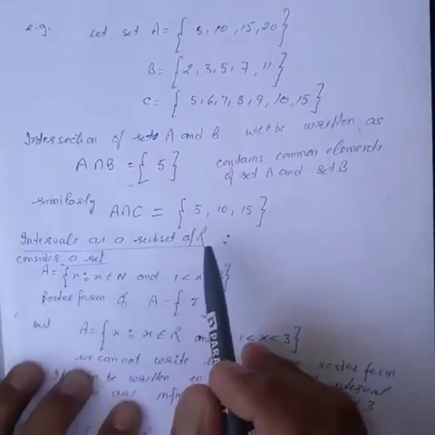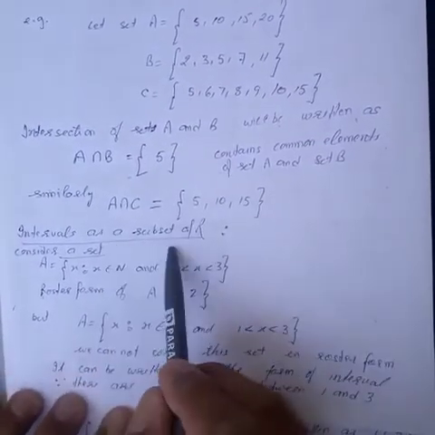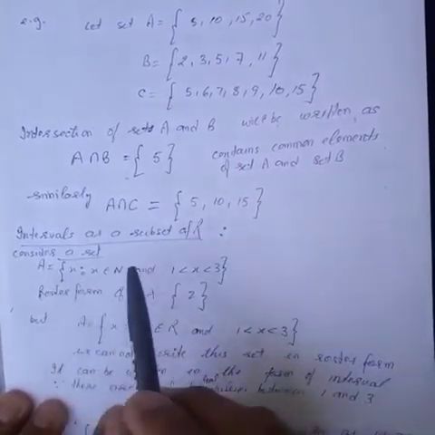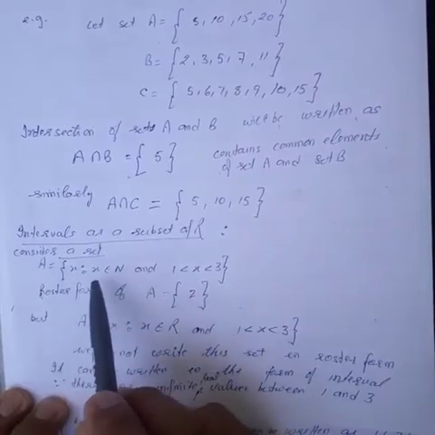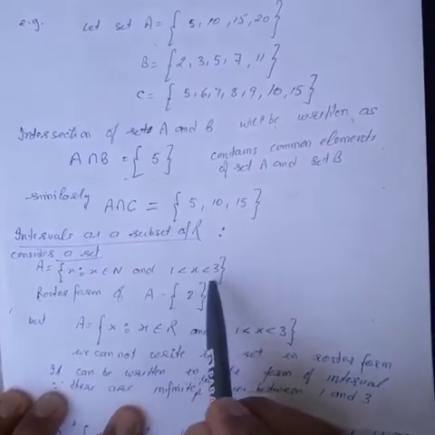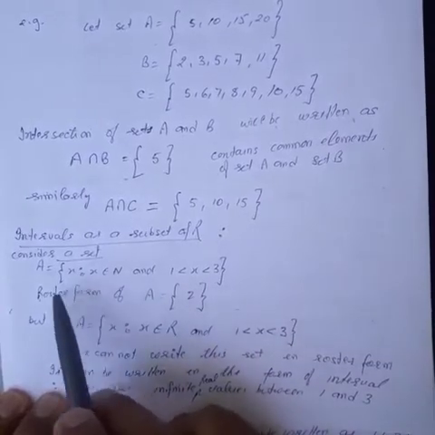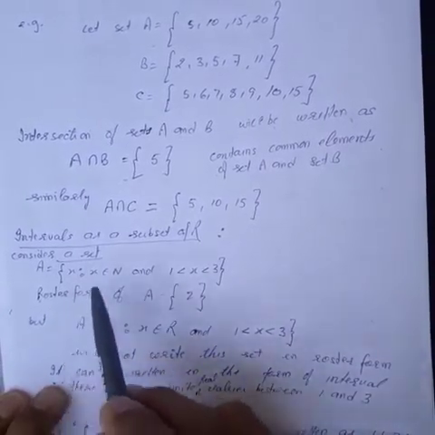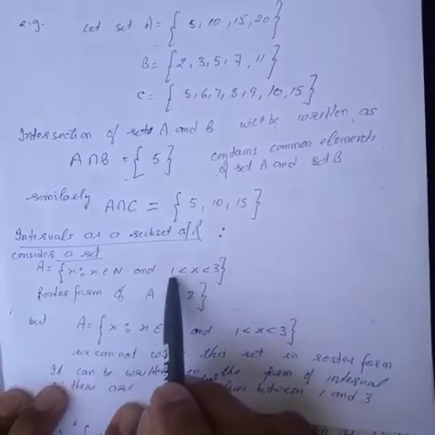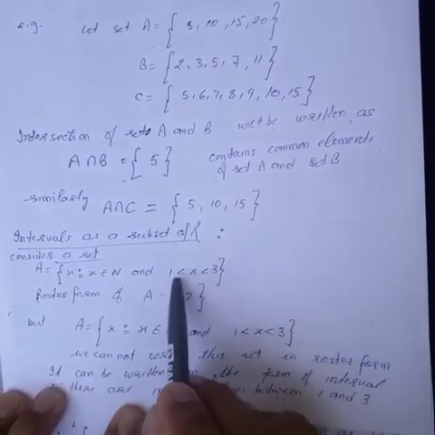Now the next topic is intervals as a subset of R. Consider a set A of all x where x is a natural number and 1 is less than x less than 3. Now can you write this set in roster form? Because x is a natural number, it means we have to write all natural numbers between 1 and 3.